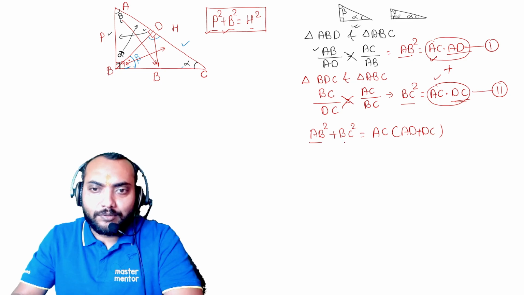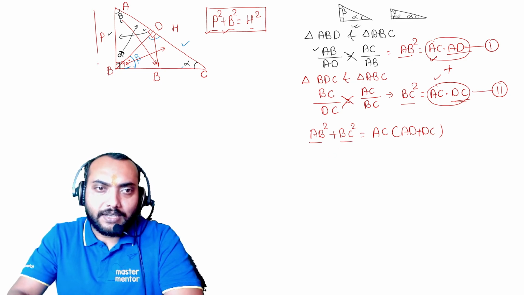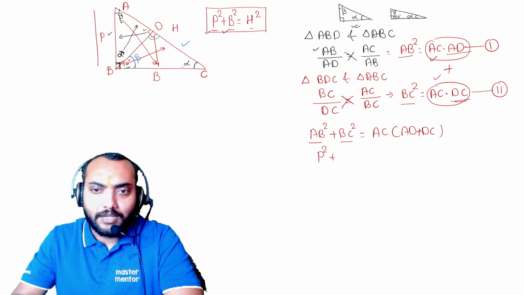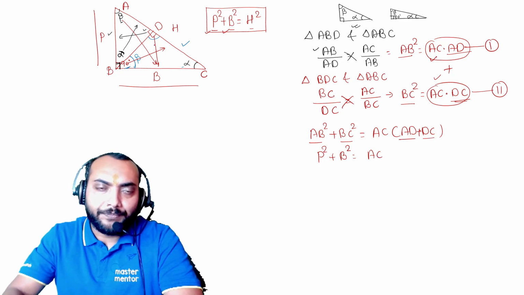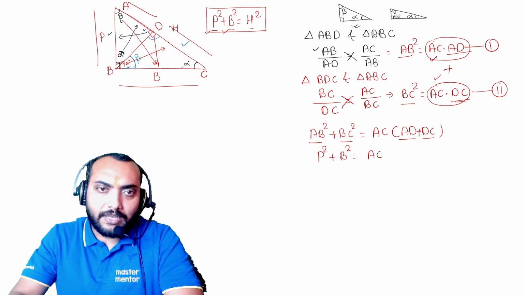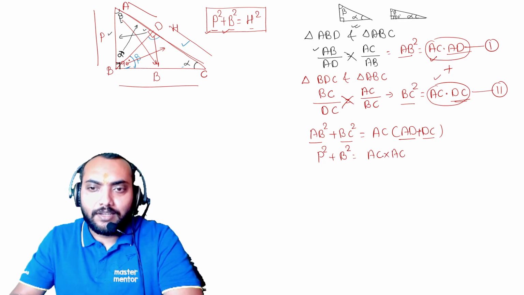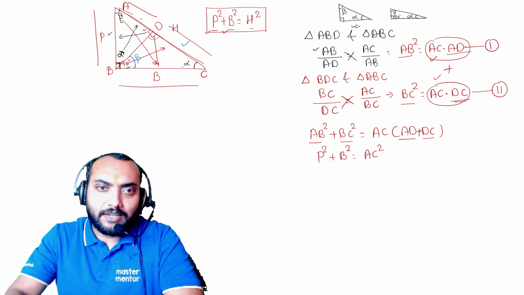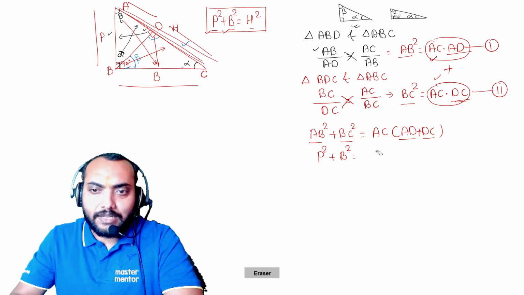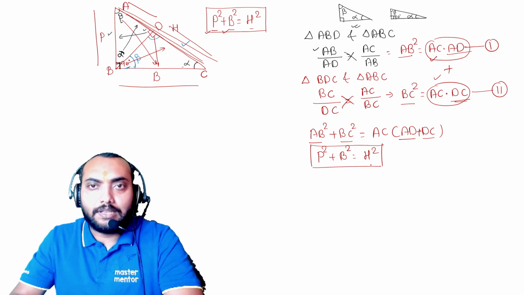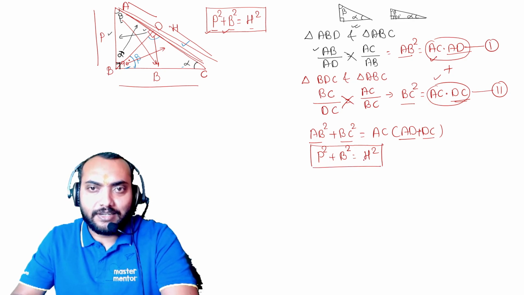Now here it is AB square and here it is BC square. So AB, that is perpendicular, so I can take it as P square, and BC, that is base square, I can take it as B square. And then AC, and here AD plus DC is going to be AC, right? So I can multiply it by AC dot AC. Now I can write it as AC square. And what is basically AC? That's going to be your hypotenuse. So if I'm taking AC as H, that's going to be H square. So this is the Pythagoras theorem, and this is the thing that we need to prove here. I'm sure that you get it right.